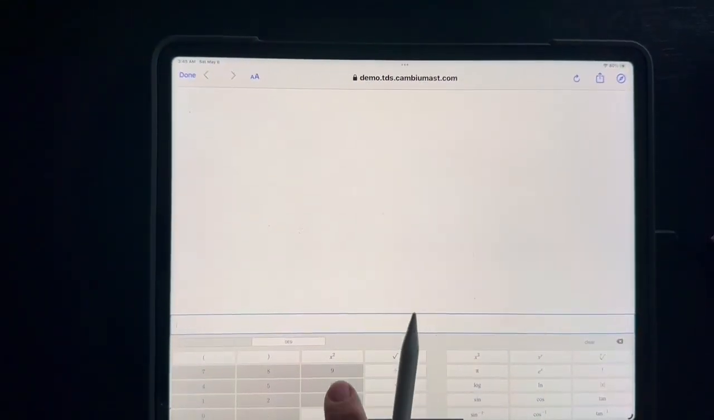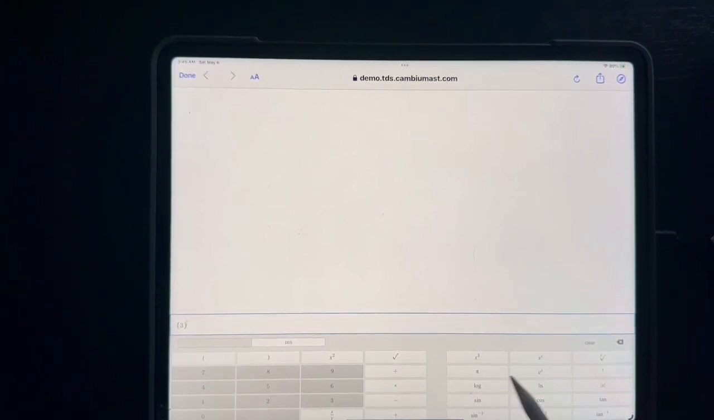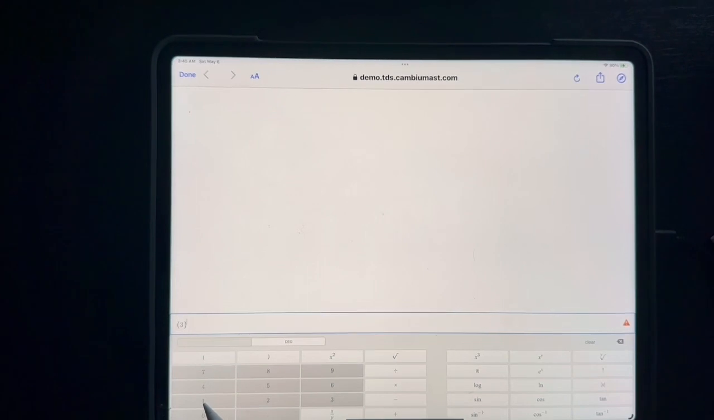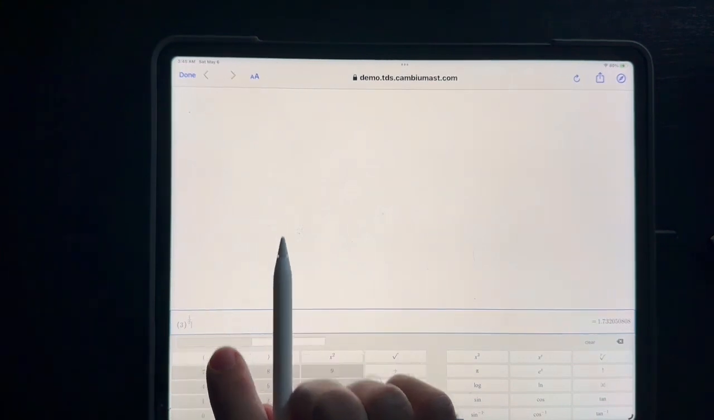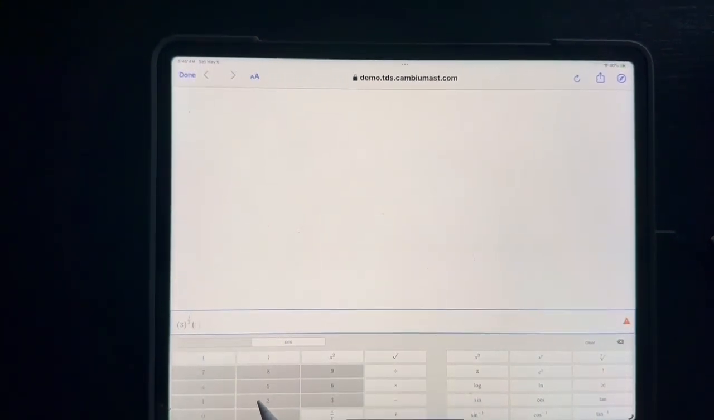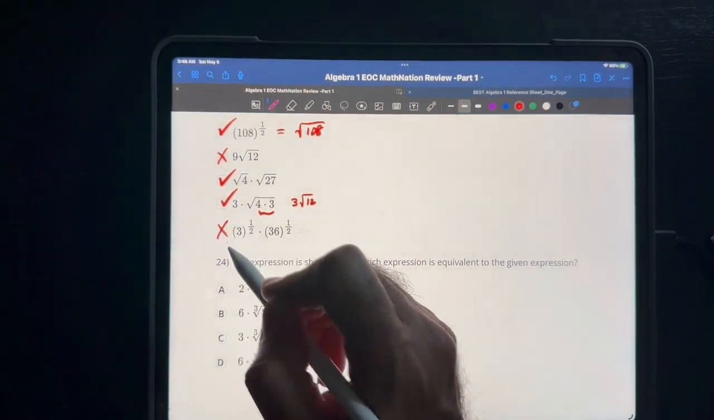So let's put it in exactly the way we see. So we have parentheses 3, raised, here's the raised button, the XY button, to the power of 1/2. So 1/2 means 1 divided by 2. That's what that means. Then I'm going to click down to get to the bottom. Times 36 raised to the power of 1/2 again, 1 divided by 2. And guess what, guys? That comes out to be 3, which is not the 10 point something we're looking for. So this is not part of our answer.